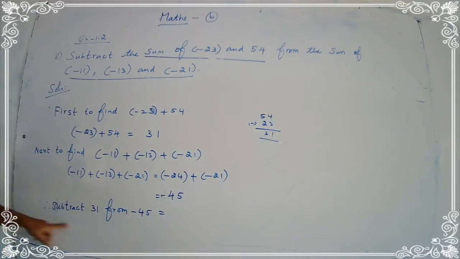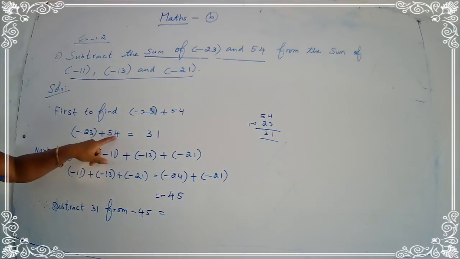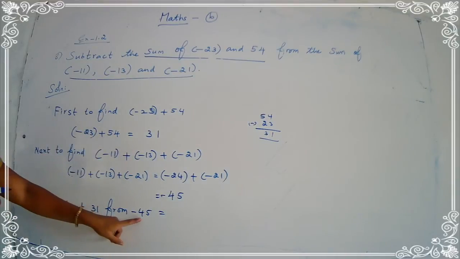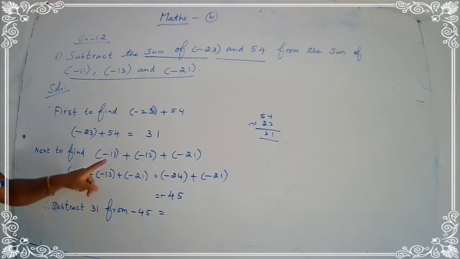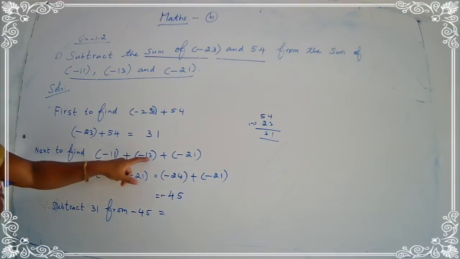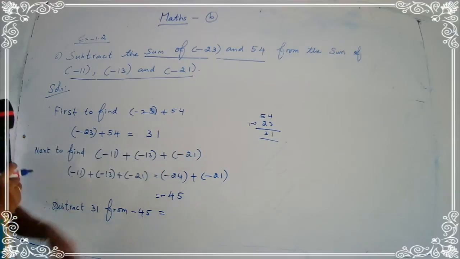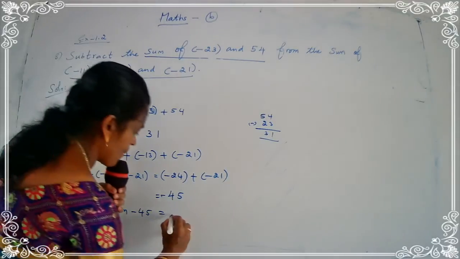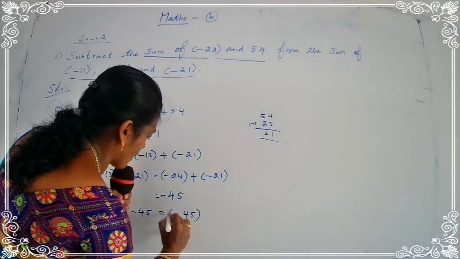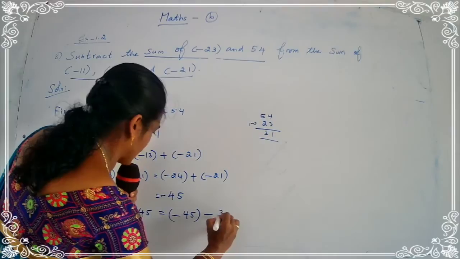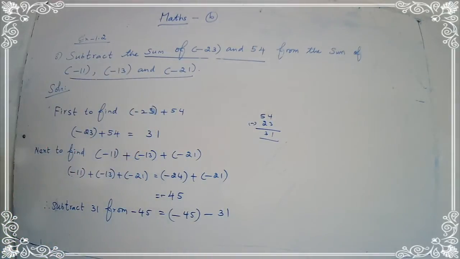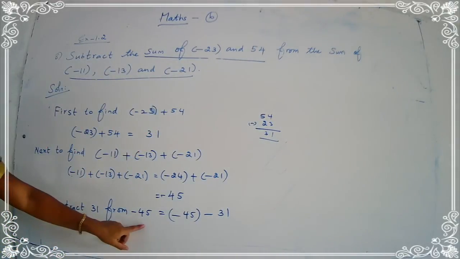Okay. So this is the final question. That is subtract 31 from... 31 is the value of minus 23 plus 54. Minus 45 is the value of minus 11 plus minus 13 plus minus 21. Okay. Now what is the answer? Subtract 31 from minus 45 can be written as minus 45 minus 31. Yes or no? Yes. Why?